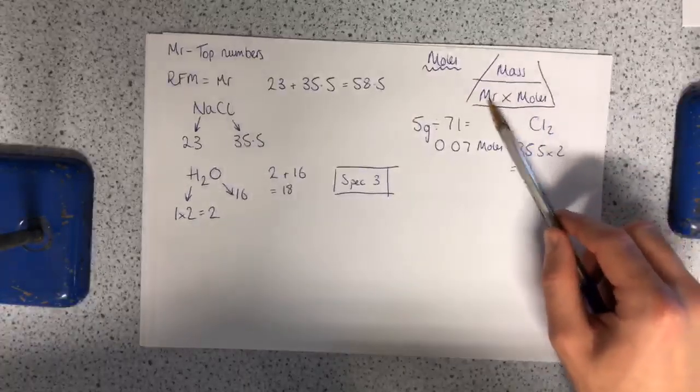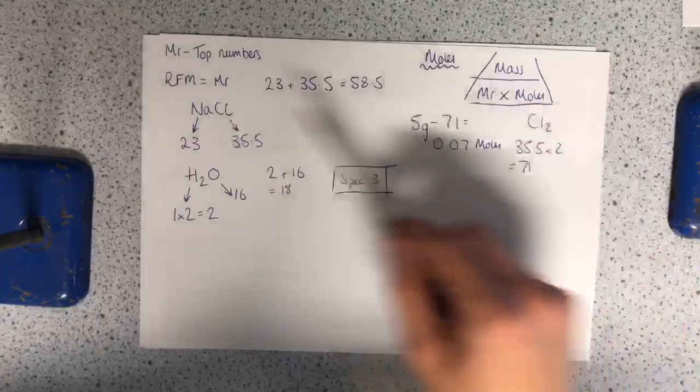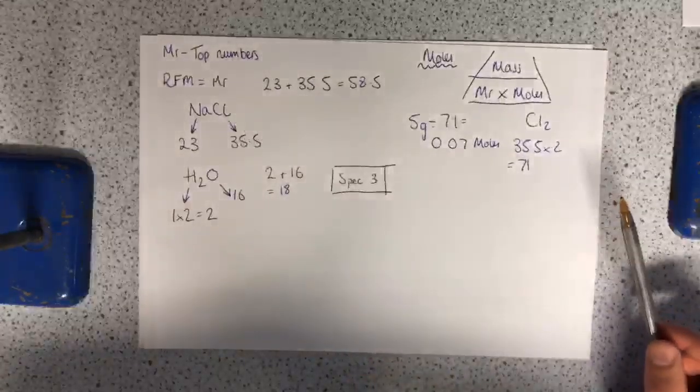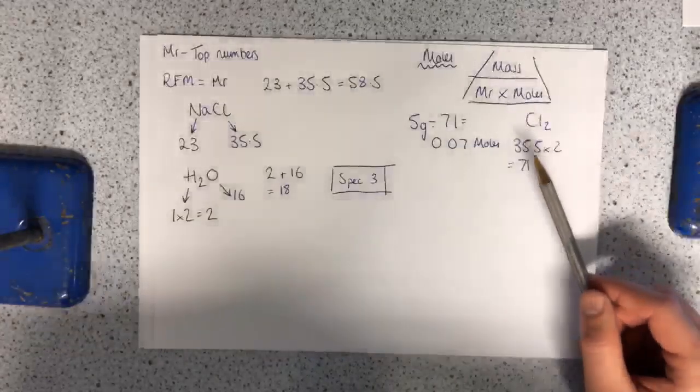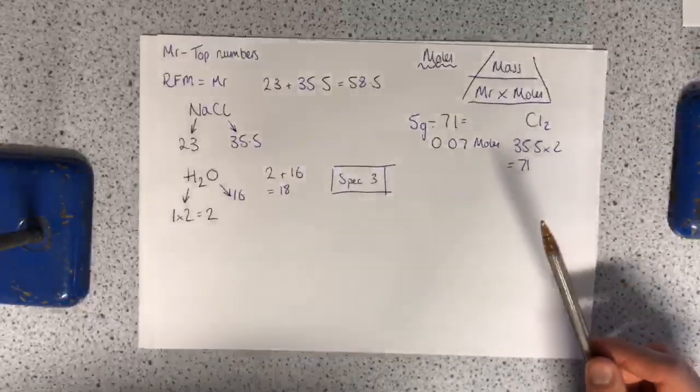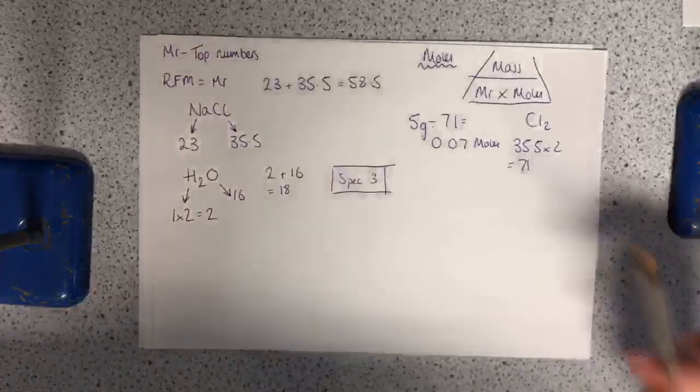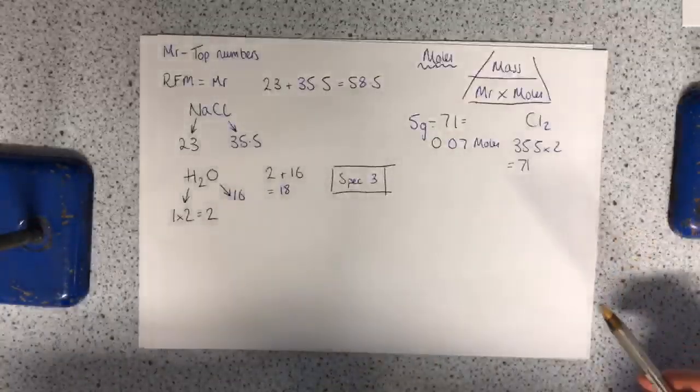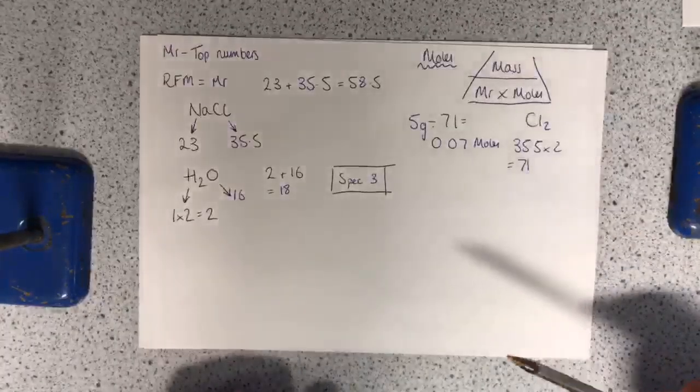You know you can work the MR out at any given time because all you're using are the top numbers on your periodic table, and you just put it into that triangle. It's a very straightforward question, and they're worth usually like 4 marks. So it's a really quick way of picking up some easy marks there.